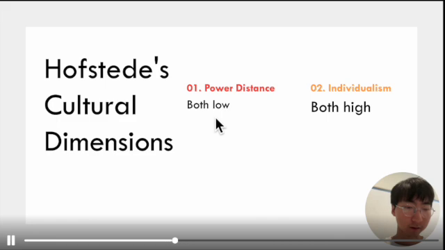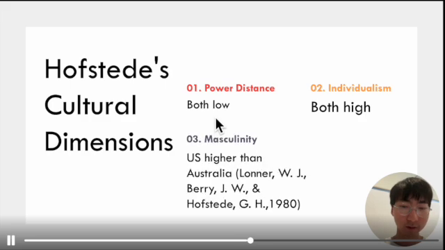And the second part is individualism and collectivism. It measures whether individuals prioritize personal goals or group objectives. And here they are both high. And the third part is masculinity and femininity. It examines whether societies value achievement and assertiveness or cooperation and modesty. And here, US higher than Australia.